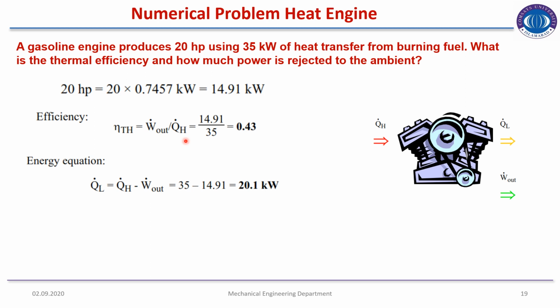Energy equation: Q dot L is equal to Q dot H minus W dot out. So 35 minus 14.91 is equal to 20.1 kilowatt. So that is the power rejected to the ambient or low temperature energy reservoir. So Q dot L is equal to 20.1 kilowatt.